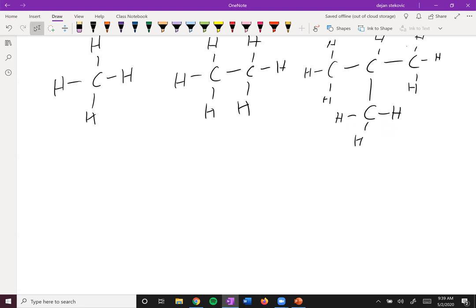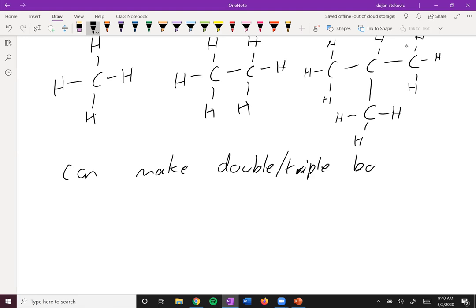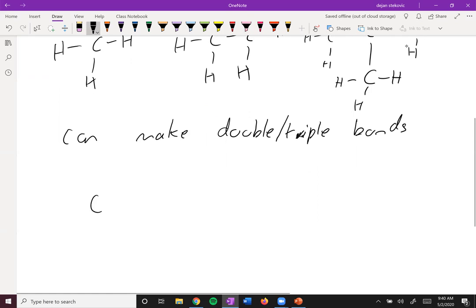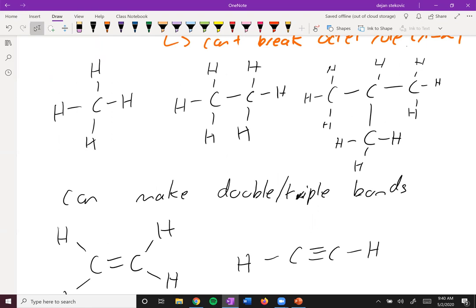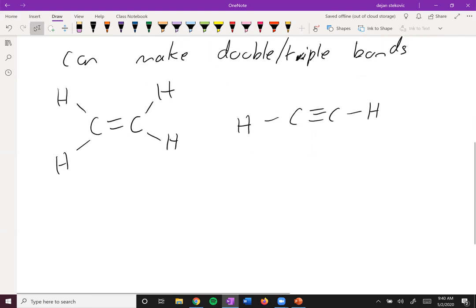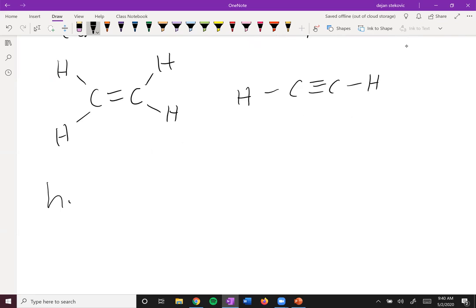Carbon can also make double and triple bonds with itself and other elements. So here's just an example of a carbon-carbon double bond, and then a carbon-carbon triple bond. And so this ability to form these chains, these branched chains, and these double and triple bonds makes carbon highly modular.